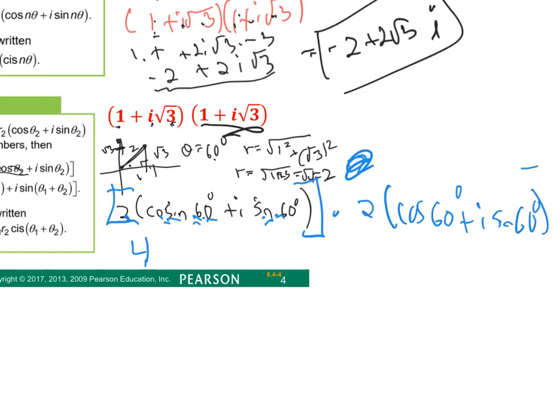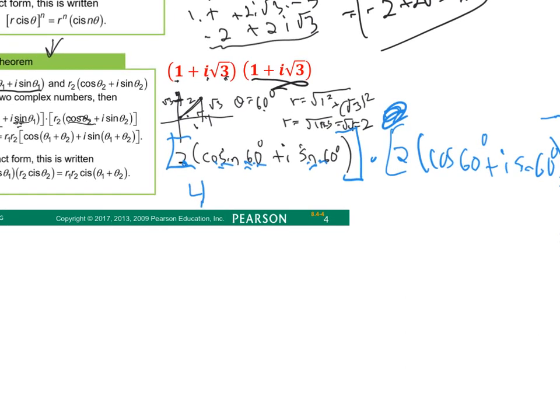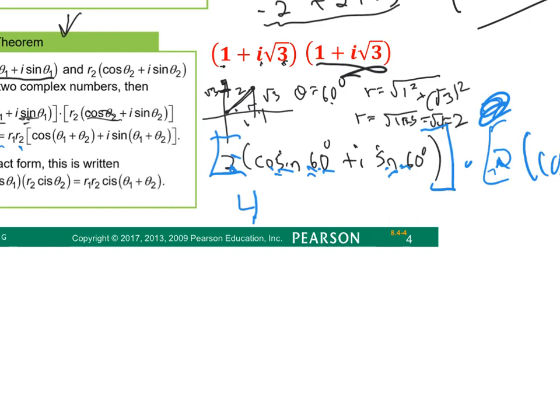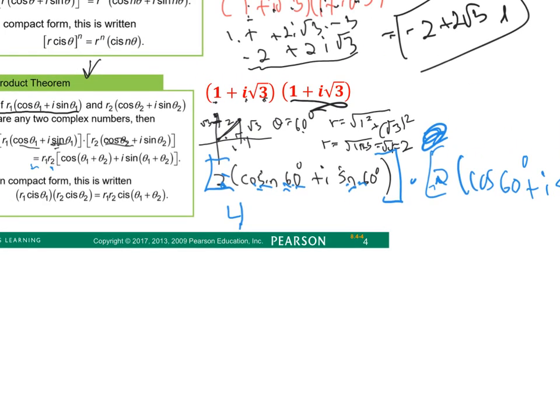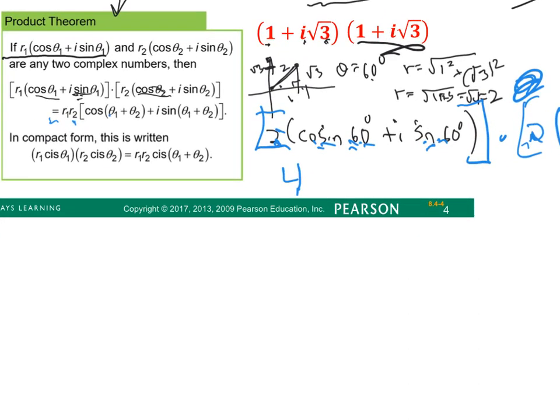plus I sine of 60 degrees. Your shortcut from the last lesson was you do multiply the two numbers, the two r's. There it is, see? R1, R2. It just so happened that my two r's were the same. And then we were supposed to add the two angles together. So theta 1 plus theta 2, theta 1 plus theta 2.